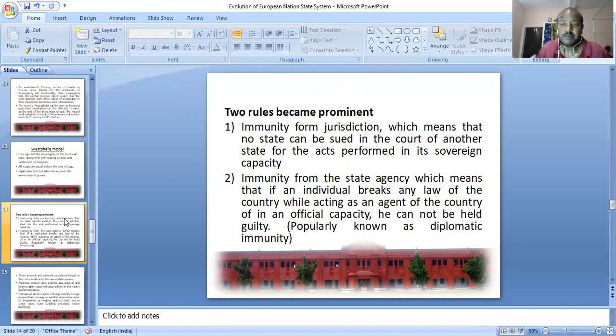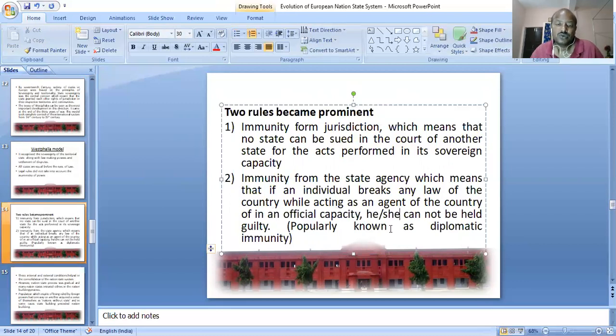And second, which is popularly known as, I mean, we also call it diplomatic immunities. Immunity from the state agency, which means that if an individual breaks any law of the country while acting as an agent of the country in an official capacity, he cannot be held guilty. They cannot be held guilty. They have to be sent back to their nation states. They send back some of the people whom they accuse of having violated the rules of the land. That's why this is very, very important.